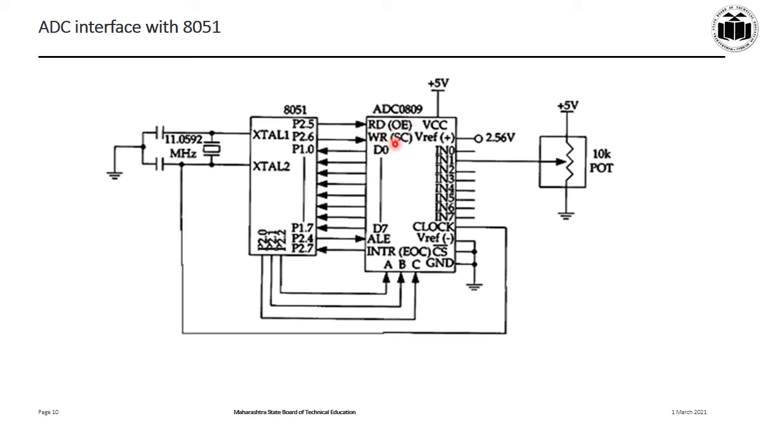SOC or SC will indicate the start of conversion. A low to high pulse is given, and EOC will indicate the end of conversion, which is connected to port 2.7. Output enable pin will indicate the data should be read on this port. As the ADC does not have an internal clock, the clock is shared with the microcontroller.